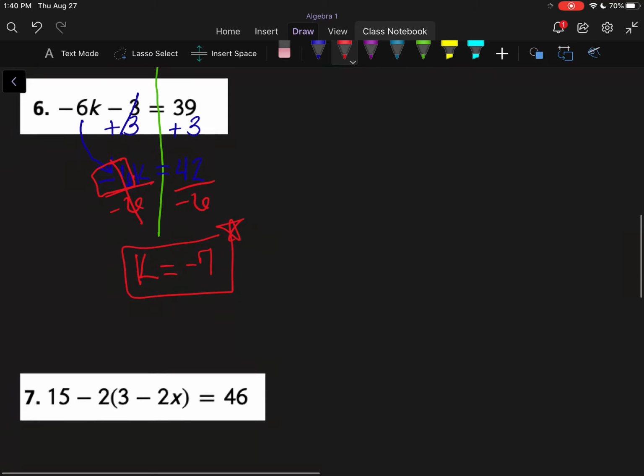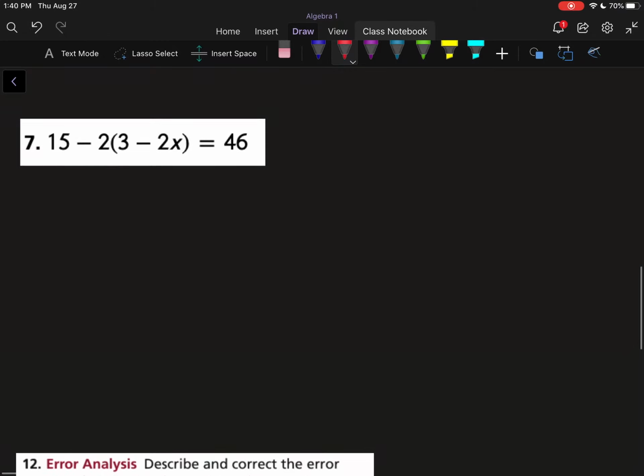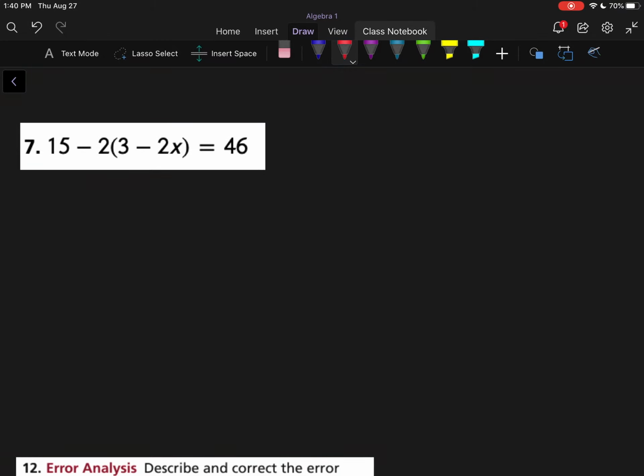Let's do one more example. In this, we have parentheses. And we need to remember that parentheses means we are multiplying. So we are multiplying negative 2 times 3 and negative 2 times 2x. Pay attention, that is a negative 2 that is being multiplied.